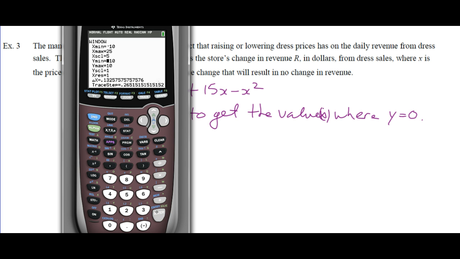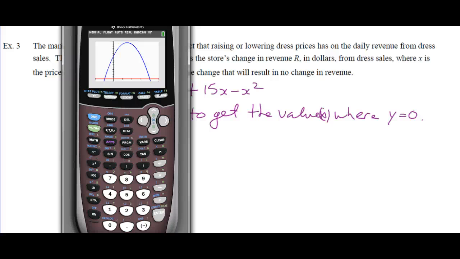And y min, let's leave it at -10, just because I want to see the zeros. And graphing this, how high do we go? Let's say 160 maybe by 10s. And let's see if we get a nice graph. That kind of works. Okay. So we're going to have no change in revenue at -5, and then, was this by 5? So 0, 5, 10, 15, 20. At -5 and 20. Okay.